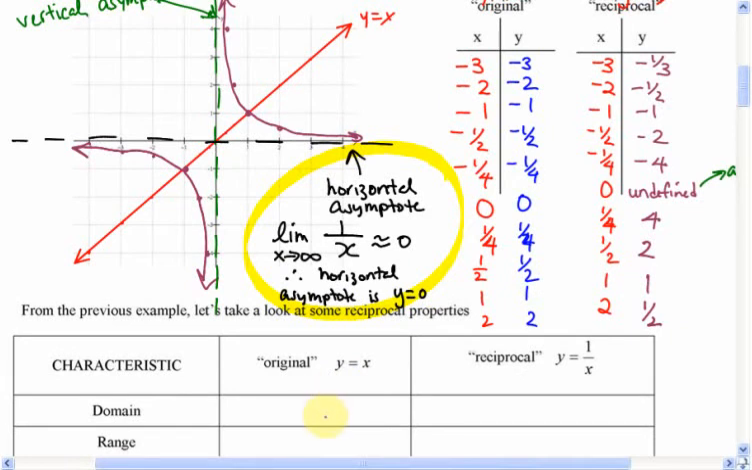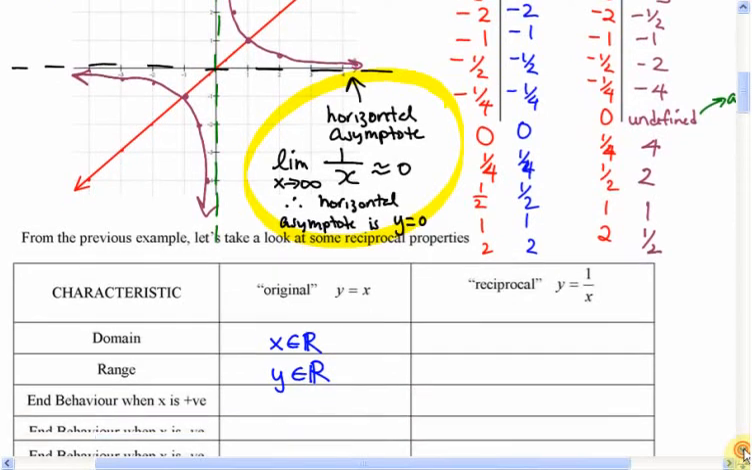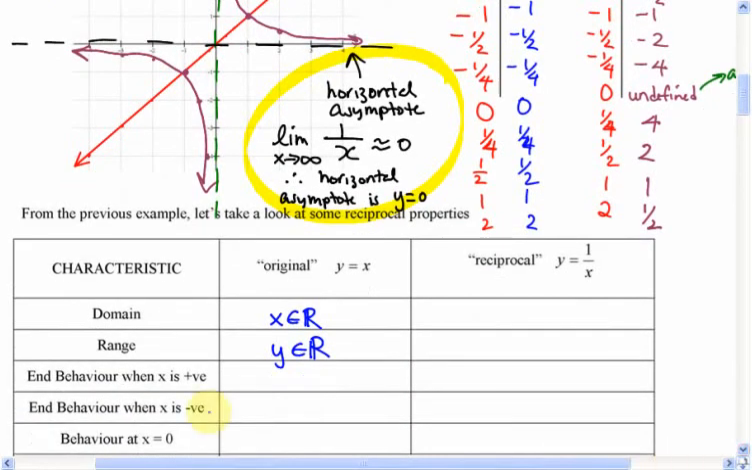Domain, possible values of x for the original one. x is an element of the real numbers, right? All real numbers. Good. How about the range? y is an element of the real numbers. All real numbers. Okay. Let's keep going and filling out the first column first.